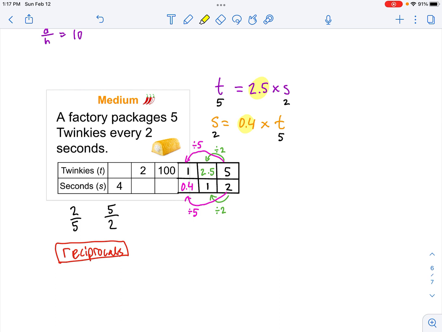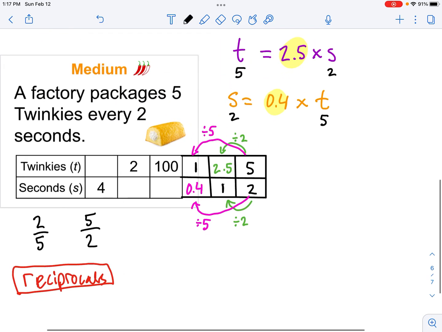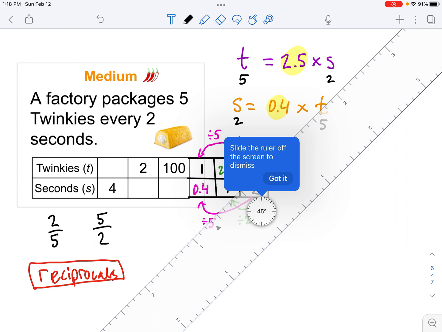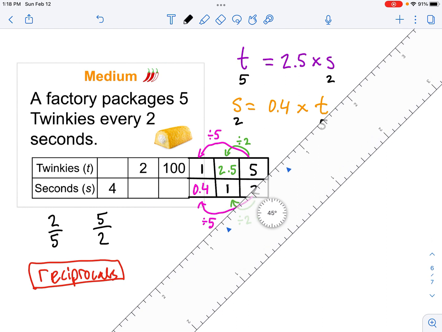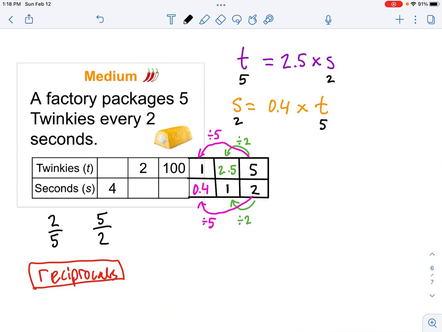Now you can use your equation to find the missing table values. If you do that, I'll just quickly go through what you will get. Whoa, did not mean that to happen. Great. We'll just put that in the corner for now.